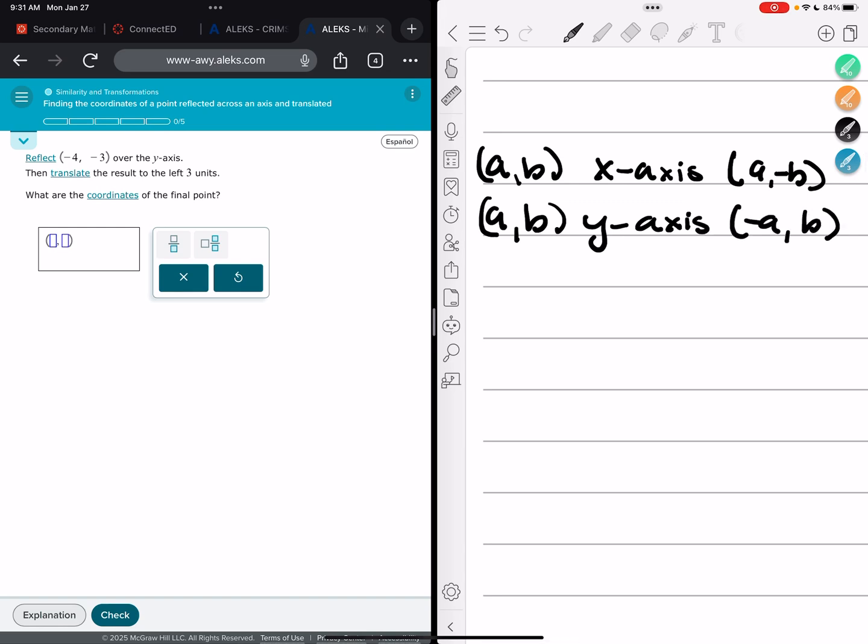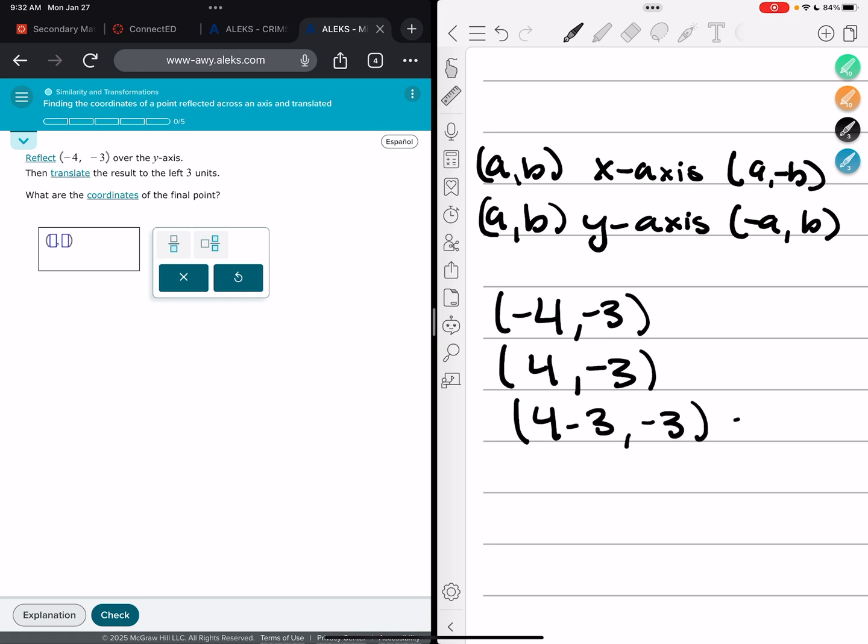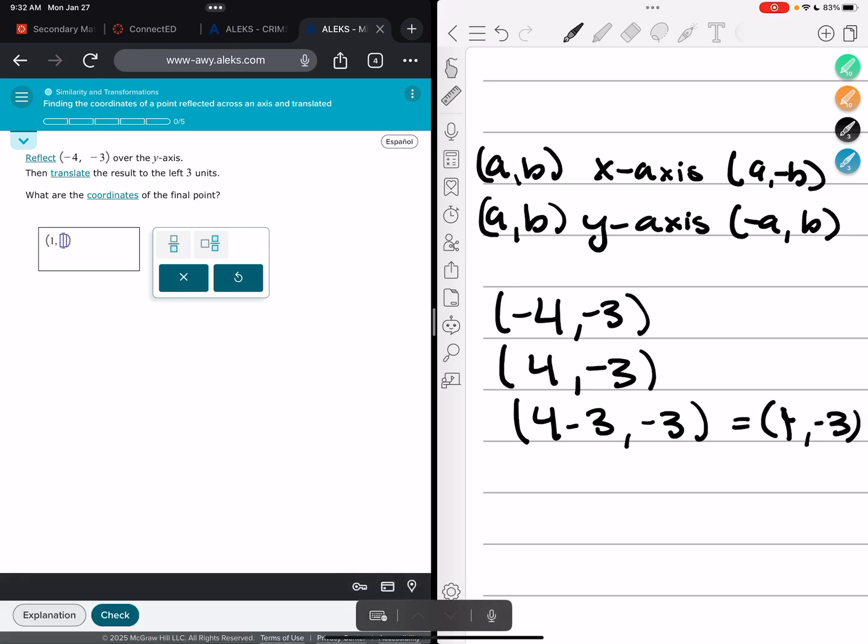So if we look, we see we have the point (-4, -3). It's reflected over the y-axis, so that means a becomes its opposite, which leaves me with (4, -3). They then tell me it goes to the left 3 units. That means because it's left, it's with my x, and it's going to go -3. So I'm going to go 4 - 3, -3, which simplifies to (1, -3). So that's exactly what I'm going to write, (1, -3).